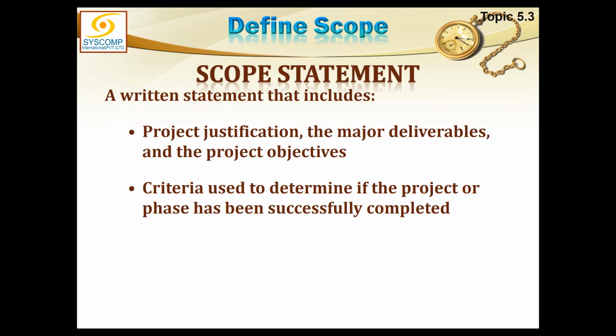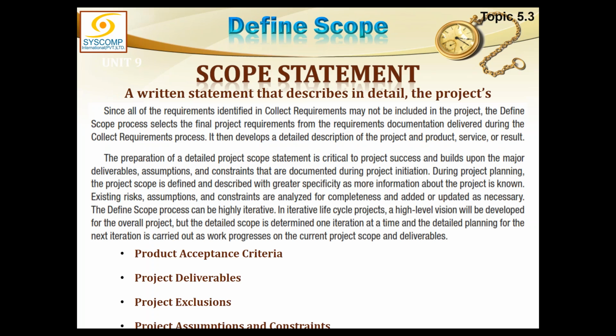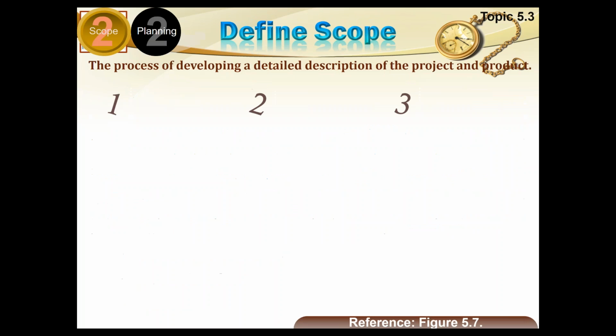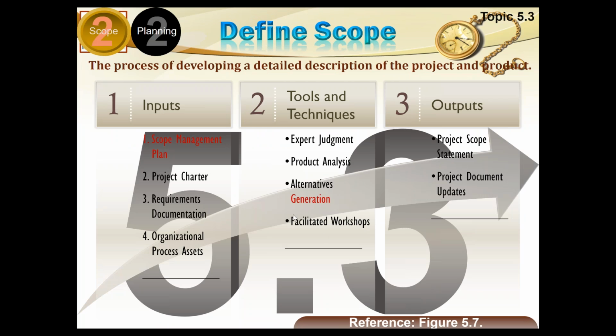So as I said before, it is a project justification, major deliverables and the project objectives, and it also provides the criteria used to determine if the project or phase has been successfully completed. Scope statement should give you the product acceptance criteria for the project as well as for the phase, project deliverables and phase deliverables, what is not included in the project, assumptions and constraints. The process requires the scope management plan because naturally how to do this is written in the scope management plan. Project charter is required. Requirement documents are required to trace back, and the organization process assets.